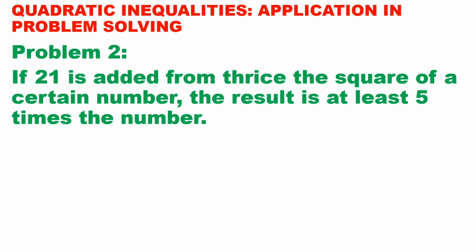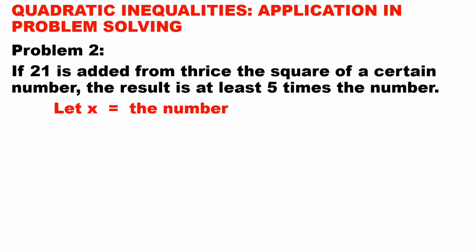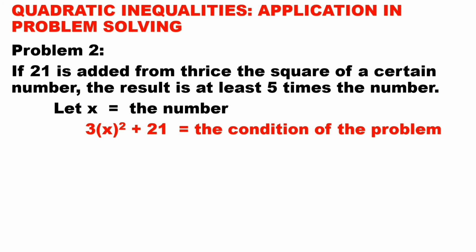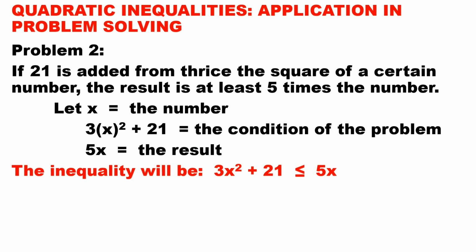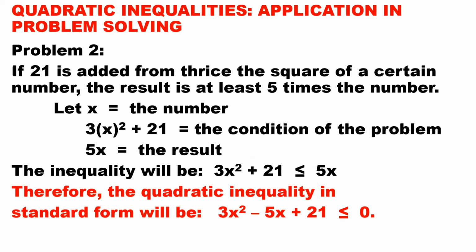Problem number 2. If 21 is added to thrice the square of a certain number, the result is at least 5 times the number. Let x be the number, and 3x squared plus 21 be the condition of the problem and 5x is the result. The inequality will be 3x squared plus 21 is at least 5x. To change into standard form, 5x will be transposed to the left. Therefore, the quadratic inequality will be 3x squared minus 5x plus 21 is less than or equal to 0.